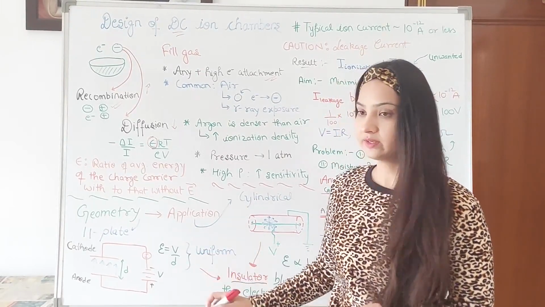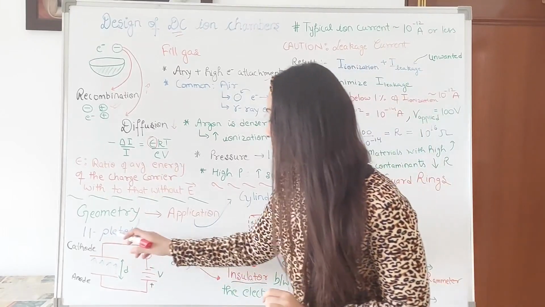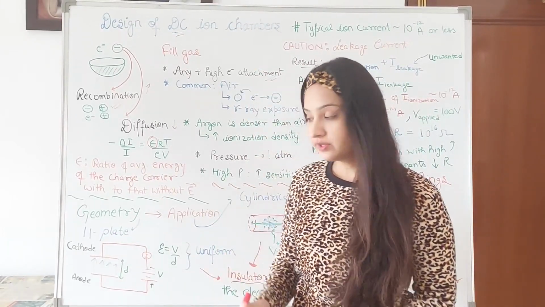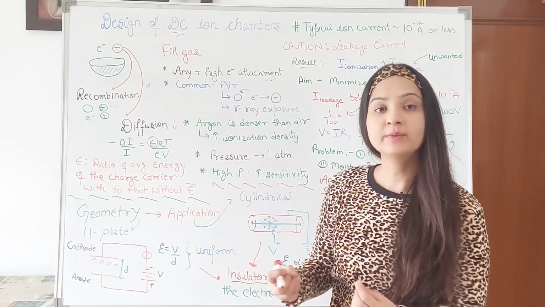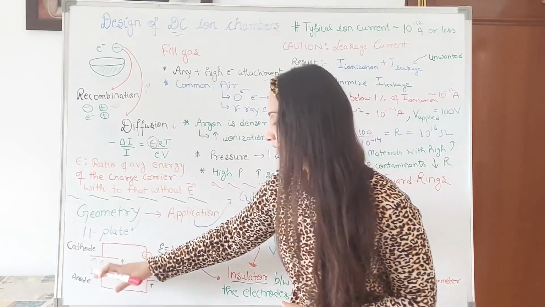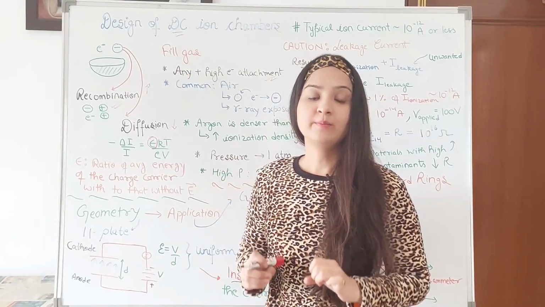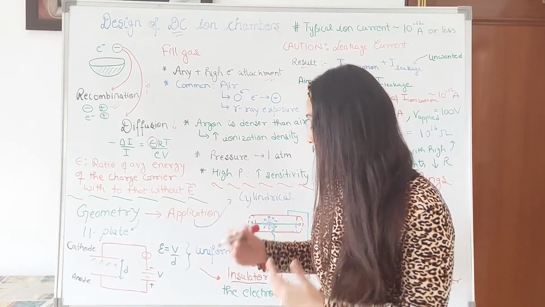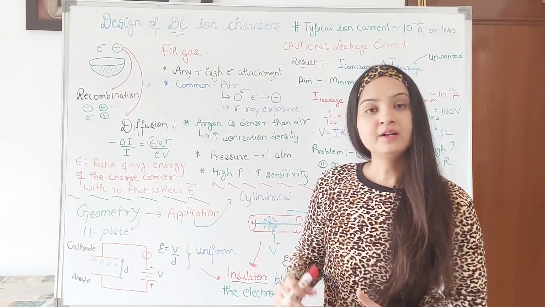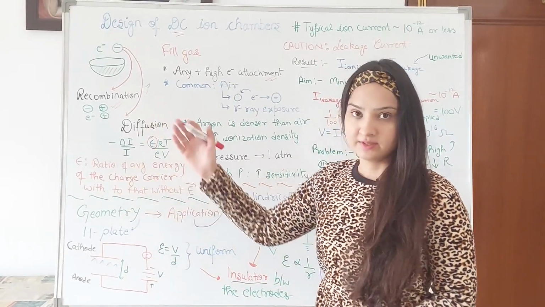This is the applied voltage, which means that for the case of parallel plate geometry, you will be getting uniform electric field between the electrodes. So if your application demands or requires uniform electric field between the electrodes, you will go for this.